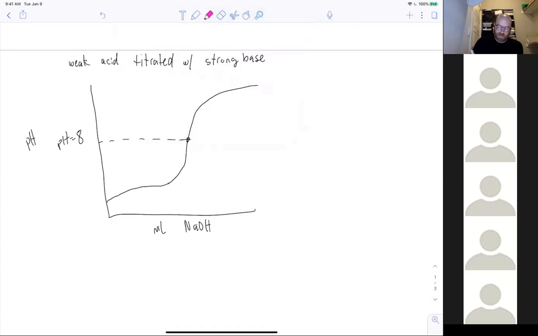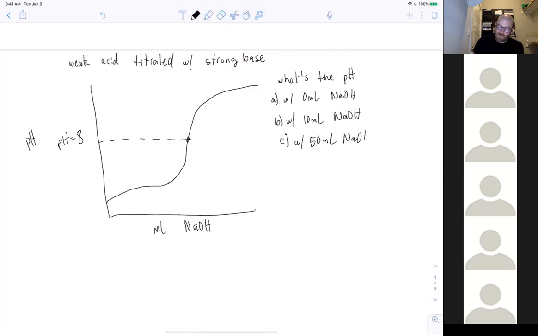So you can think about it like this, in terms of setup. A pretty common way to ask these questions is, what's the pH? And then it'll say something like, with 0 milliliters sodium hydroxide, let's say that's A. B would be with 10 milliliters sodium hydroxide. C would be with 50 milliliters sodium hydroxide, et cetera.